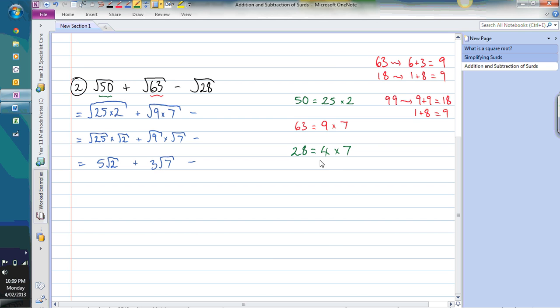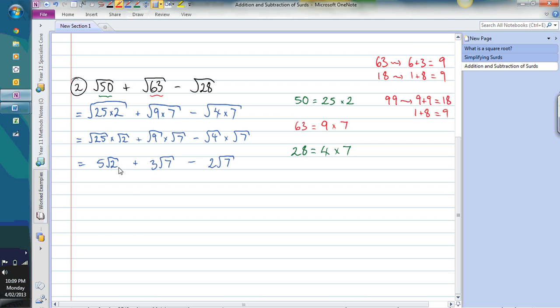And 4 is a nice number because it's a square number, which is of particular interest to us with surds. So the square root of 28 can be broken into the square root of 4 times 7. I can break that into the square root of 4 times the square root of 7. Square root of 4 is 2. Root 7 can't be simplified anymore. And now I'm ready to simplify.